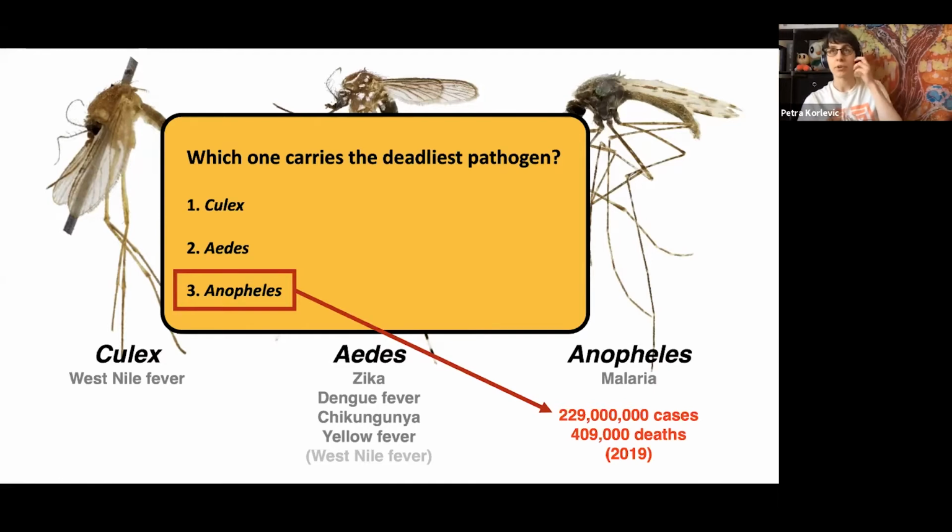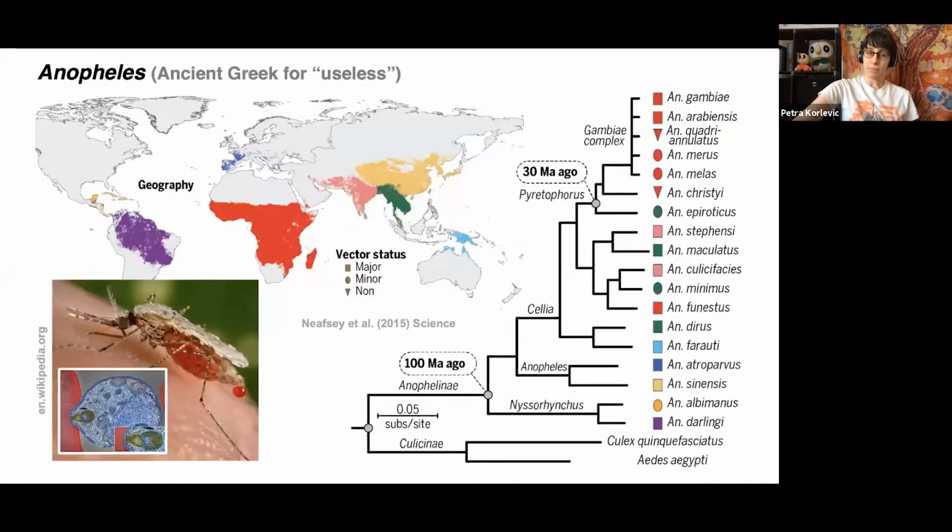So a report from 2019 said that there were an estimated 229 million cases of malaria, and of that, 409,000 deaths, which is primarily 60 to 70% children under the age of 5. So it's a pretty bad disease, and its vector is a teeny tiny mosquito called Anopheles.